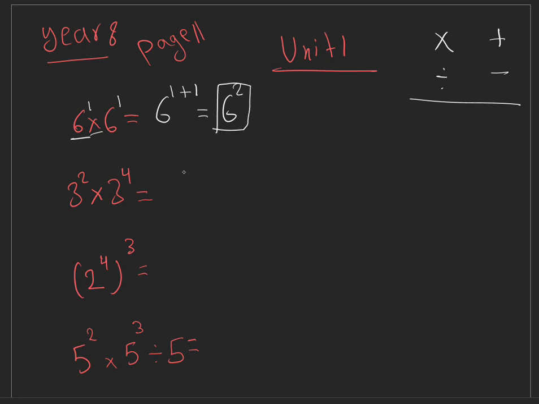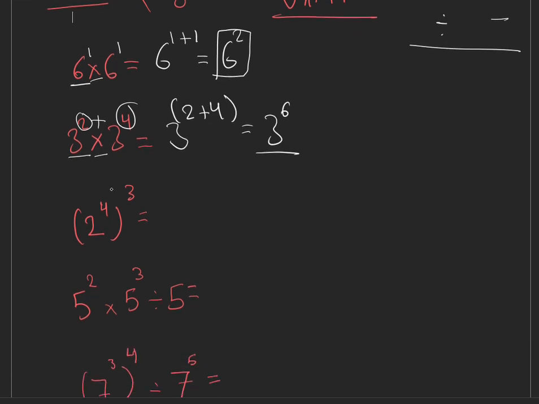All right, okay. So now same thing here, times, so that means it's going to be plus, this is 2, this is 4, so it's going to be 3, 2 plus 4, which means here 3 to the power of 6. Guys, when we have a power and it has up to another power, that means we multiply them, okay? So here it means that it's 2, 4 times 3, which means it is 2 to the power of 12.